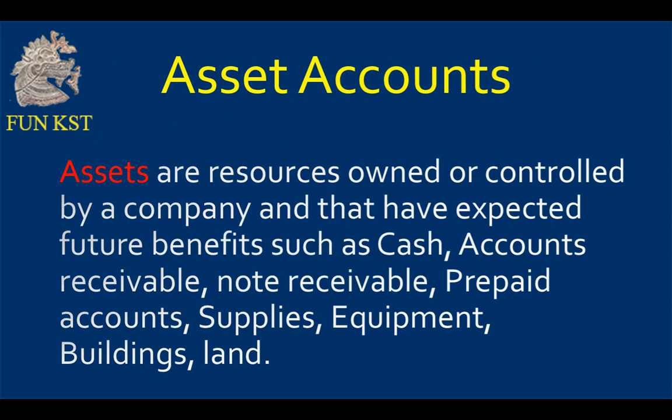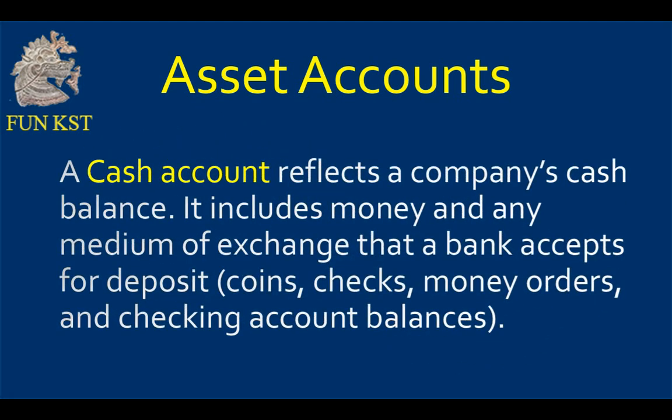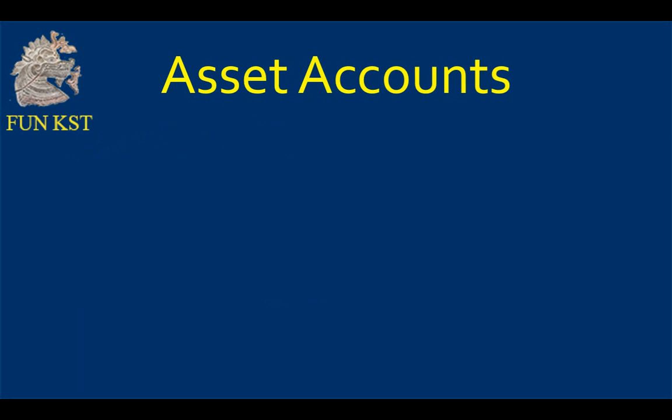So we have asset accounts such as cash, accounts receivable, notes receivable, prepaid accounts, supplies, equipment, building, and land. Let's talk about them one by one. First, the cash account. The cash account reflects the company's cash balance and includes money and any medium of exchange such as coins, checks, money orders, and checking account balances.